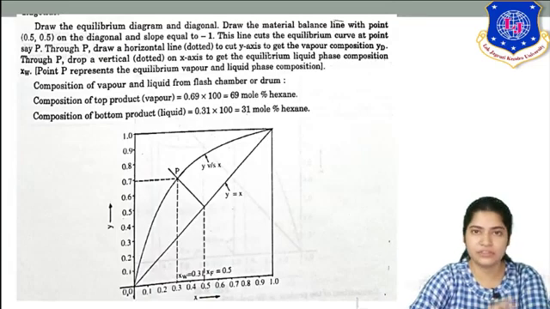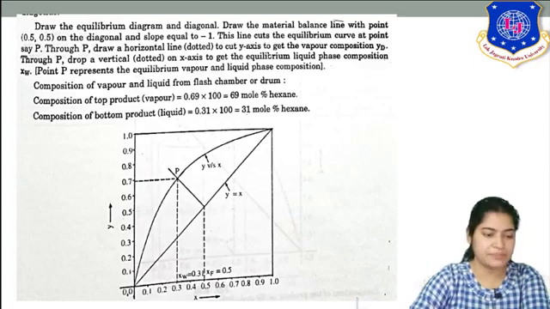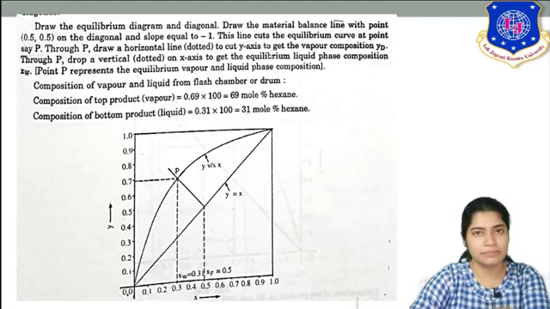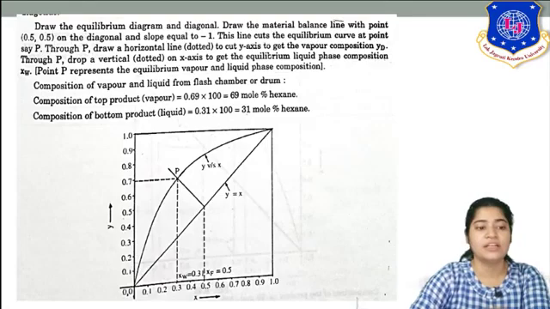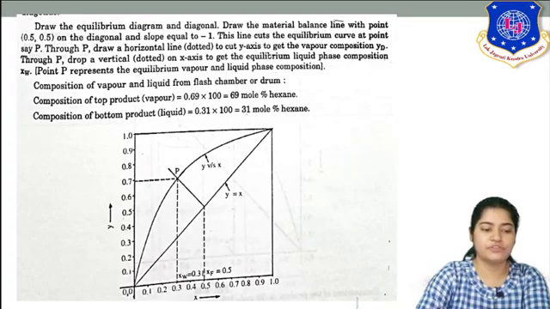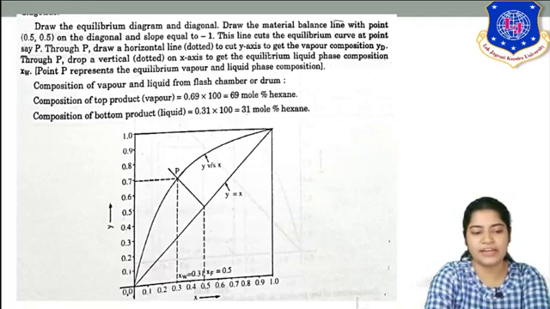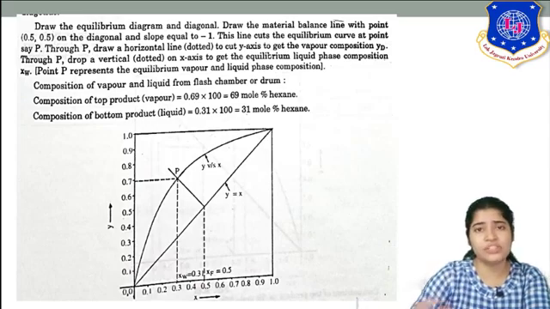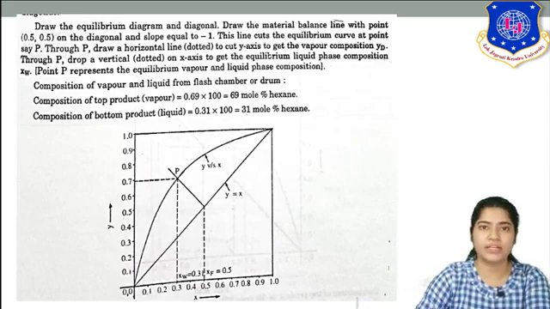So read the instruction. Draw the equilibrium diagram and diagonal. The first step is using the equilibrium data to draw the equilibrium curve. Now from the material balance, from your operating line, you got your slope equal to minus 1. First of all, you located your feed point on the diagonal, that is y equal to x. XF is equal to 0.5. From that point, using slope equal to minus 1, plot a line.